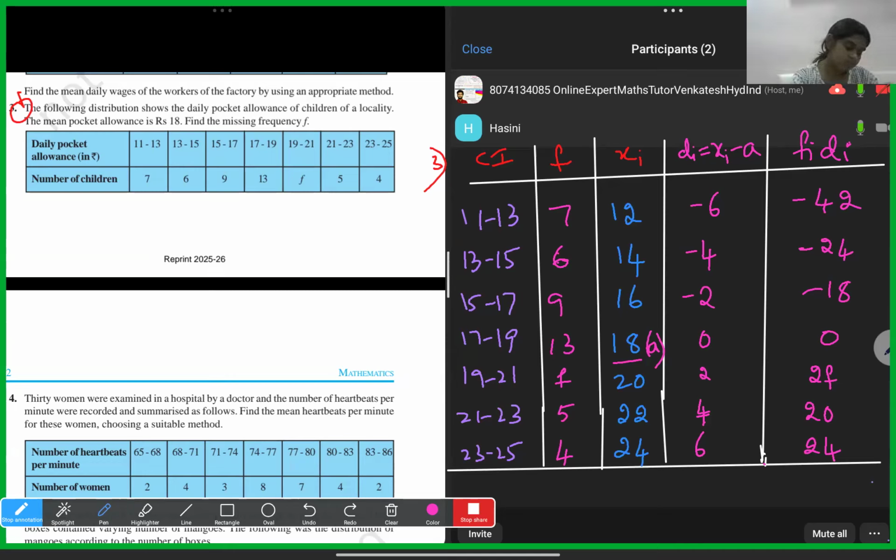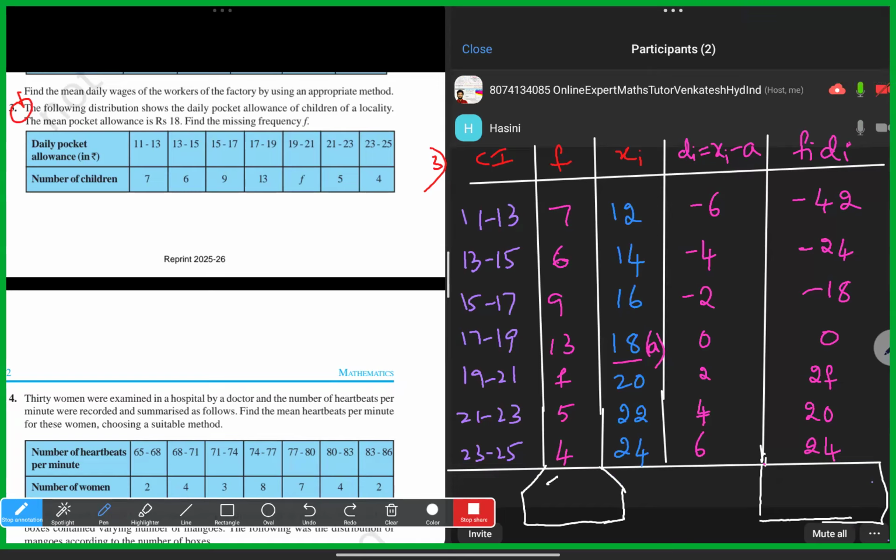So, Hasni, now what we will do is, we will add the fi column, sigma f, and find out sigma f and sigma fi di. Okay, Hasni? Okay, sir. Yes, Hasni. Sigma fi means addition of all the frequency column values: F1, F2, F3, all the individual frequency values. We'll add it, Hasni. So how much will we get?